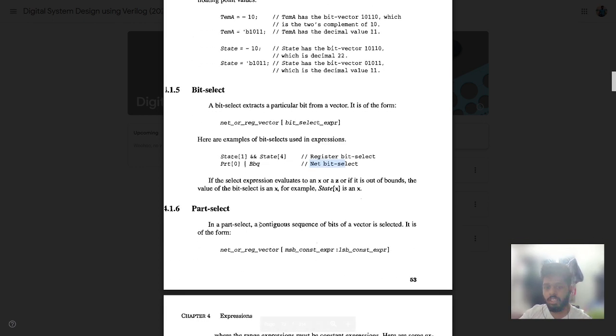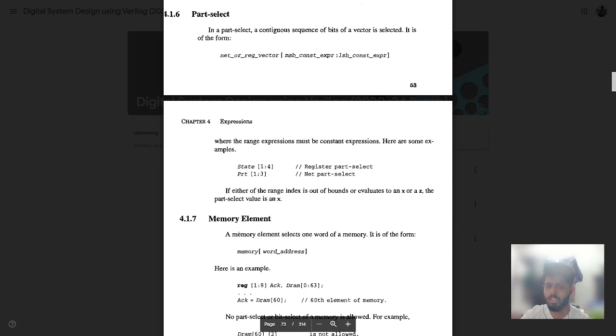Part select. In a part select, a continuous sequence of bits of a vector is selected. This is the form given to a part select. What are memory elements? A memory element selects one word of a memory. It is of the form memory, and then we have to give the word address.